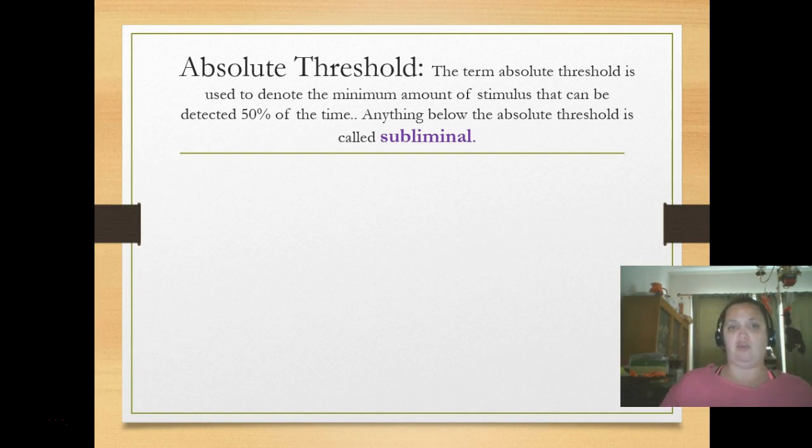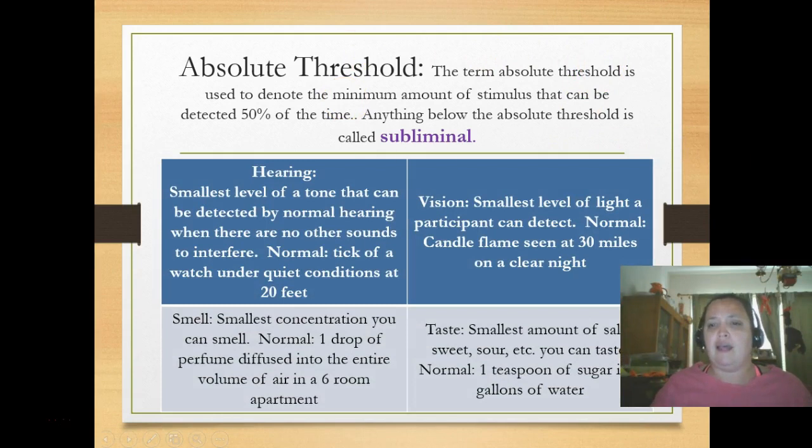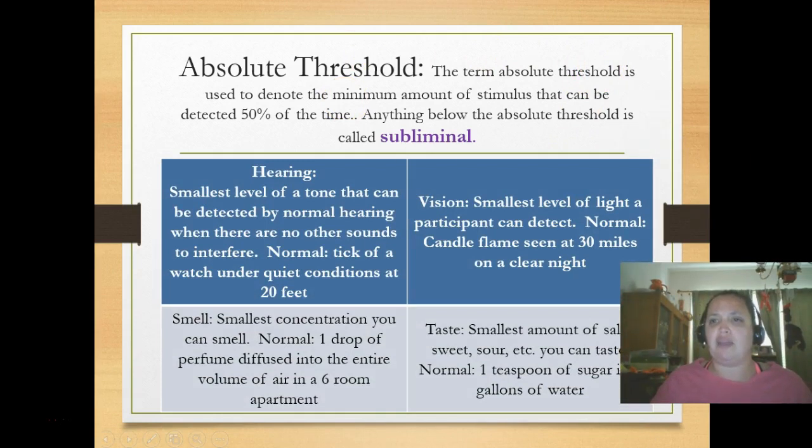So, for example, there might always be a breeze in my house, but there comes a point at which I'm not going to notice the air moving very much because it's below my ability to detect it. So anything below that absolute threshold is called subliminal. Maybe you've heard of subliminal advertising. It means that it kind of sneaks under your senses and you don't really pay attention to or recognize it.